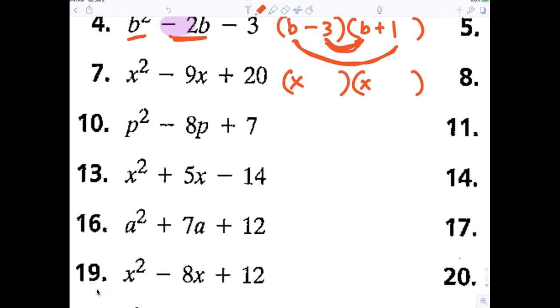Does everybody understand what I'm saying? 1 and 20, there's no way to combine that to make a 9. 2 and 10, no way to combine that to make a 9. 4 and 5, you can combine that to make a 9. Now we want it specifically to be a what? -9, so we want it to be what? -4 and -5. That's what we'd want.